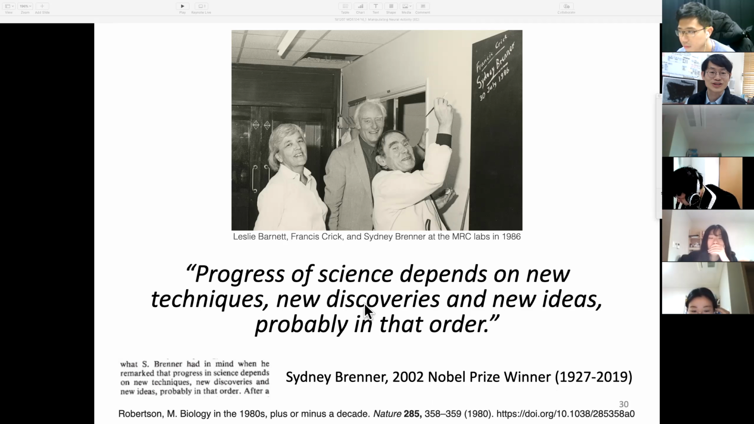I was looking for the origin of this, and it's actually very hard to find, but I found that this is the quote. He actually didn't say it; it was written by Robertson, describing what Sydney Brenner had in mind when he remarked on this. So it's good to search for this. And here he actually worked with Francis Crick at the MRC Molecular Biology lab in Cambridge, who was a co-worker at that time.